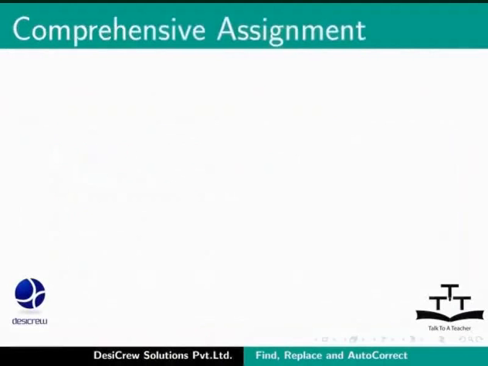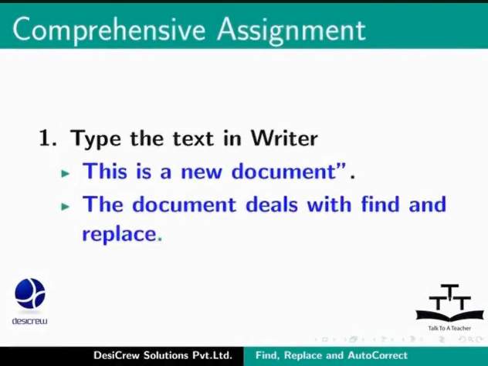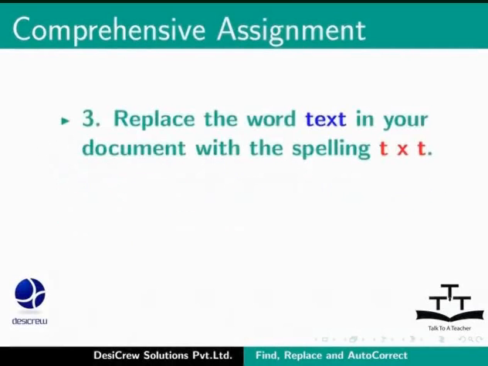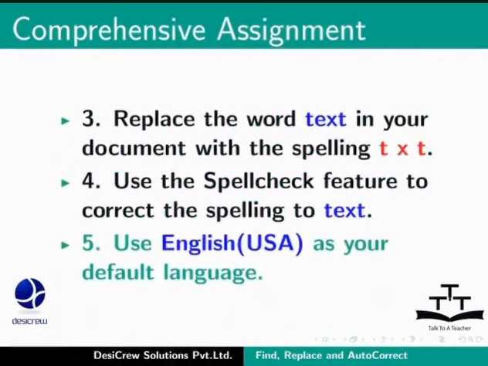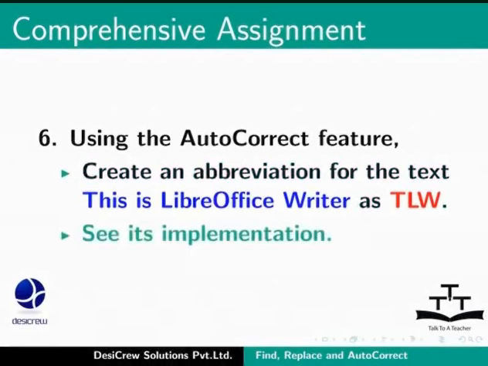Comprehensive assignment. Type the following text in Writer. This is a new document. The document deals with find and replace. Now, find and replace the word document in your text with the word file. Replace the word text in your document with the spelling txt. Use the spell check feature to correct the spelling to text. Use English USA as your default language. Using the autocorrect feature, create an abbreviation for the text "This is LibreOffice Writer" as TLW and see its implementation.